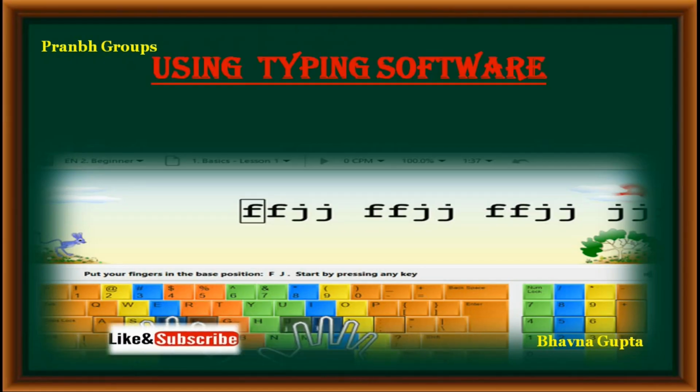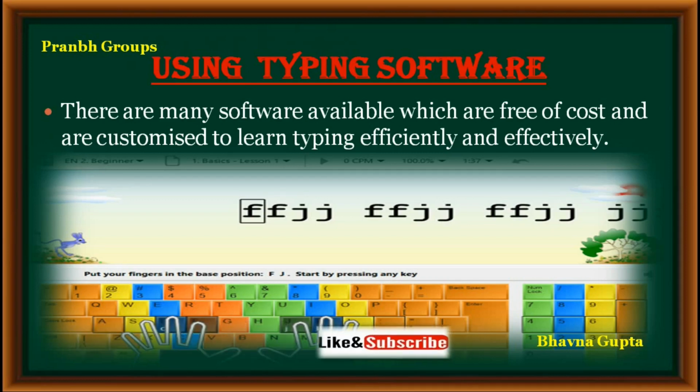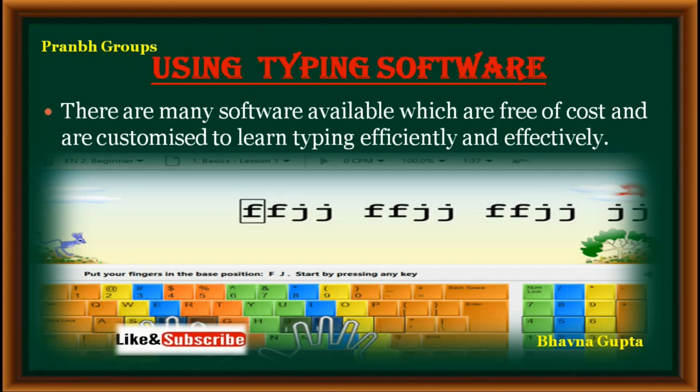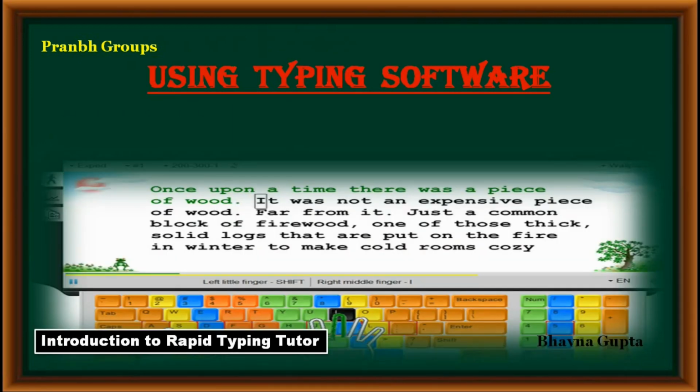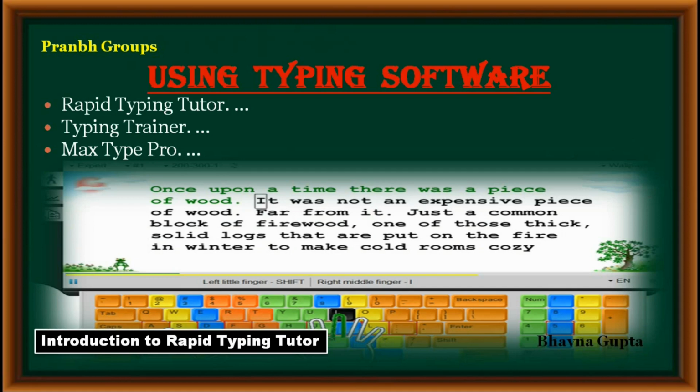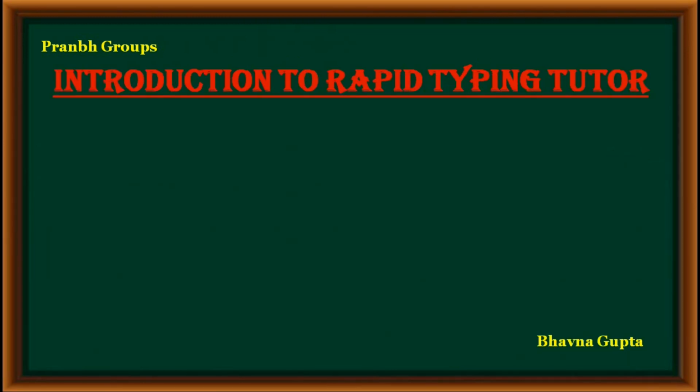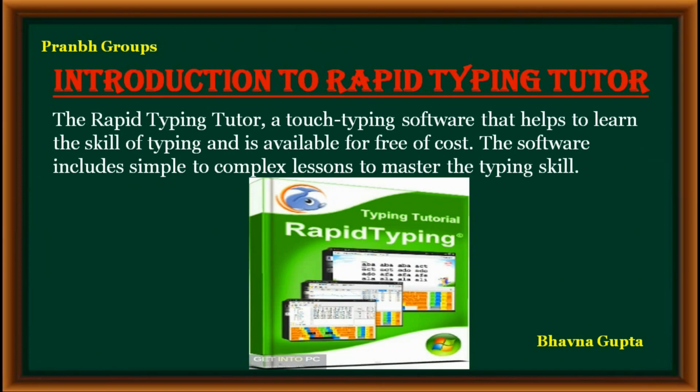First topic, use typing software. There are many software available which are free of cost and are customized to learn typing efficiently and effectively. The most used typing software are Rapid Typing Tutor, Typing Trainer, Max Type Pro and Type Faster. The Rapid Typing Tutor is a touch typing software that helps to learn the skill of typing and is available free of cost. The software includes simple to complex lessons to master the typing skill. It can easily be downloaded from the internet and installed on any computer.